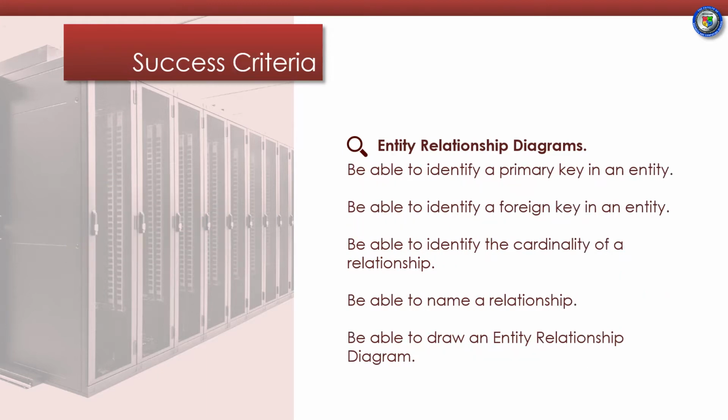As always, our success criteria, which should be referred to throughout the lesson. By the end of the lesson, we'll be able to identify a primary key in an entity, be able to identify a foreign key in an entity, be able to identify the cardinality of a relationship, be able to name a relationship, and be able to draw an entity relationship diagram.